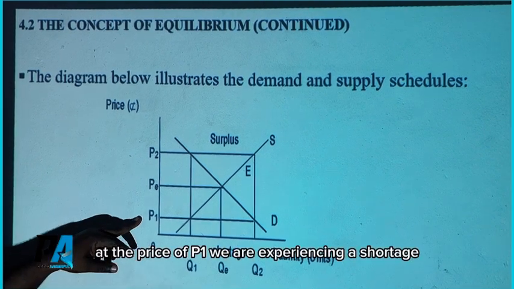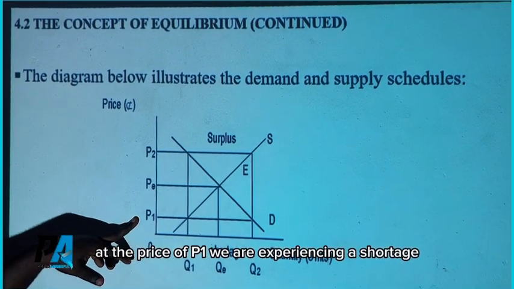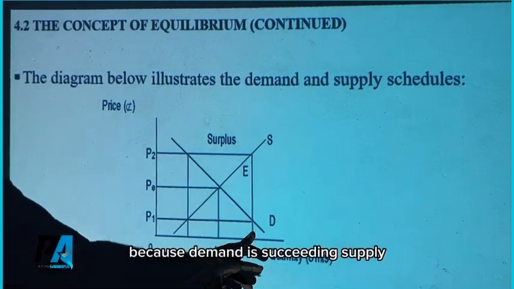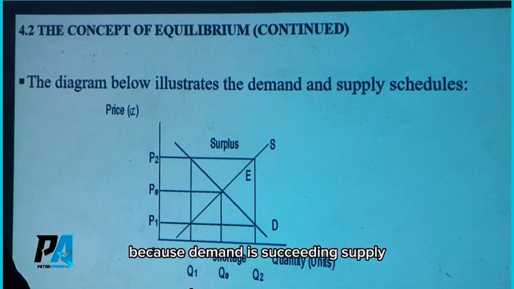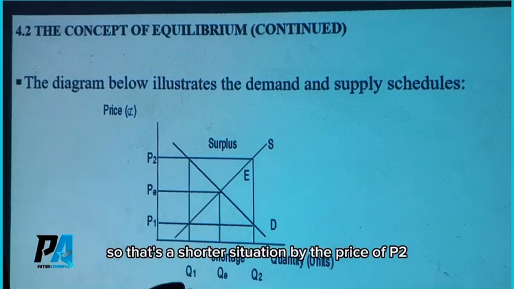At the price of P1, we are experiencing a shortage because demand is exceeding supply. So that's a shortage situation.